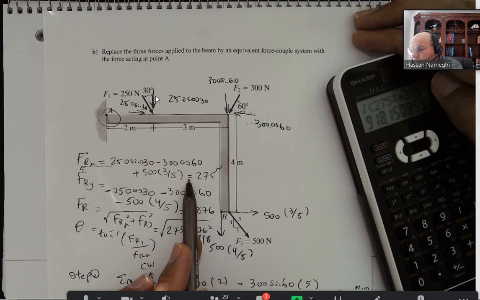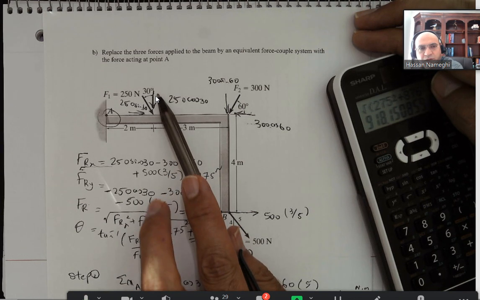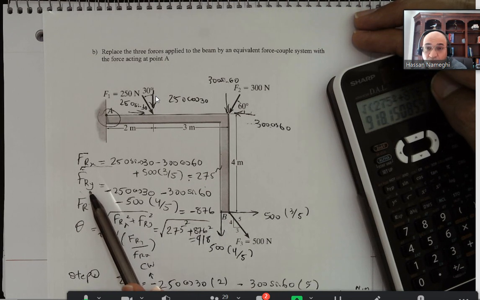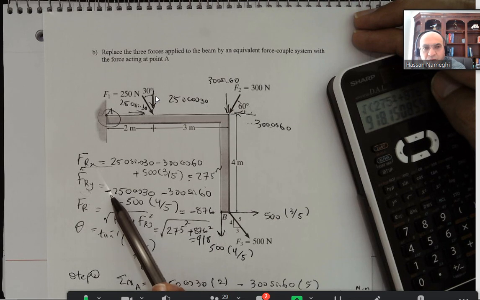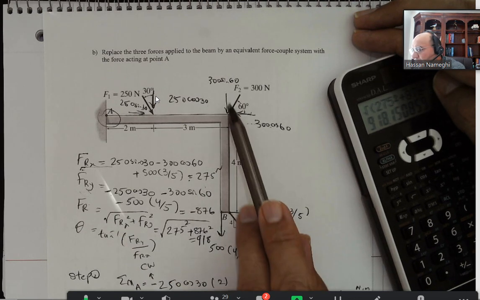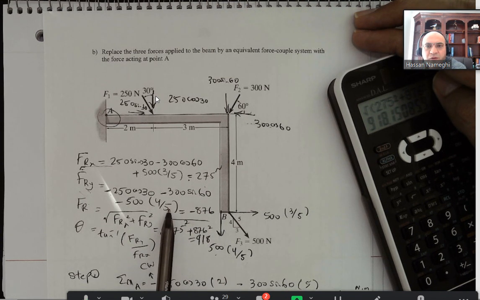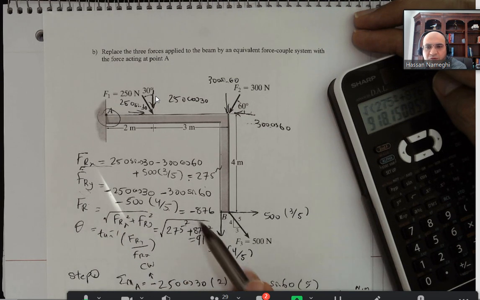We did the same thing for the y. That will be used for the sum of the y. FRY stands for the resultant force on the y, or the sum of the forces on the y. For the sum of the forces on the y, we have a 250 cosine 30 pointing down, a negative 300 sine 60 pointing down, and the last one is minus 500 times 4 over 5 pointing down. So you put them again into your calculator, and that's the answer you're going to get.